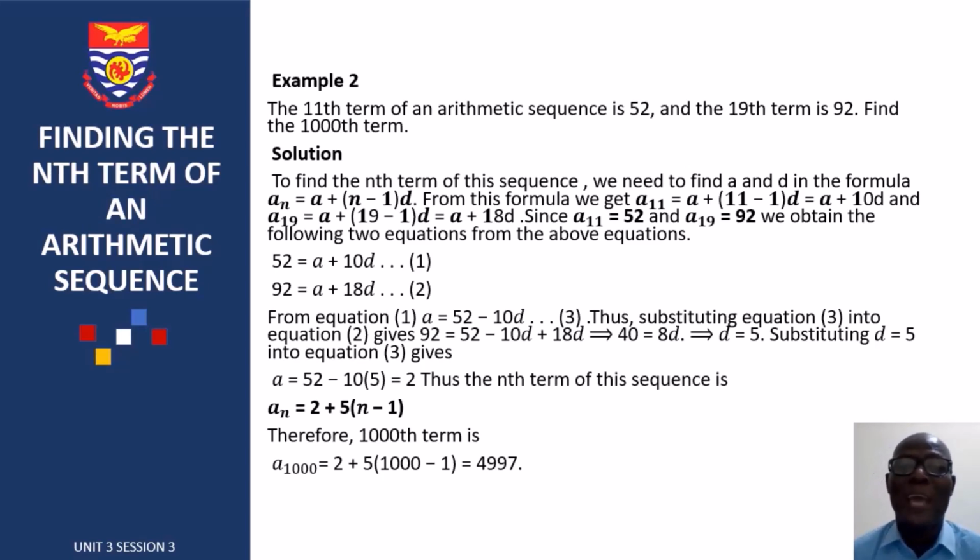But in the question, we are given the 11th term to be 52 and the 19th term to be 92. So in place of A subscript 11, we write 52. So that gives us 52 equals A plus 10D as equation 1, and 92 equals A plus 18D as equation 2.